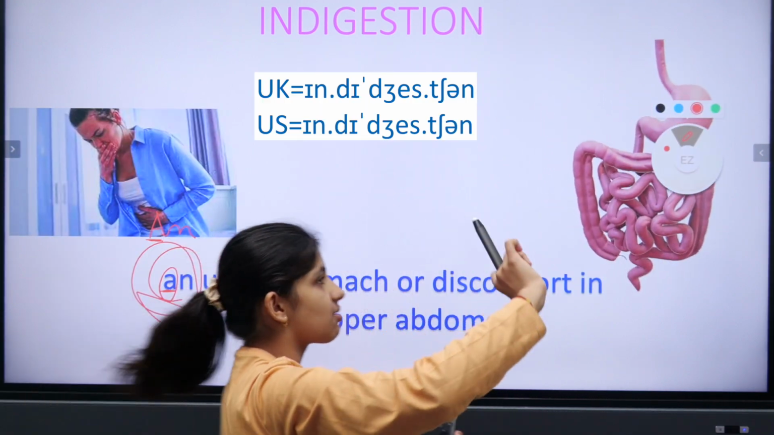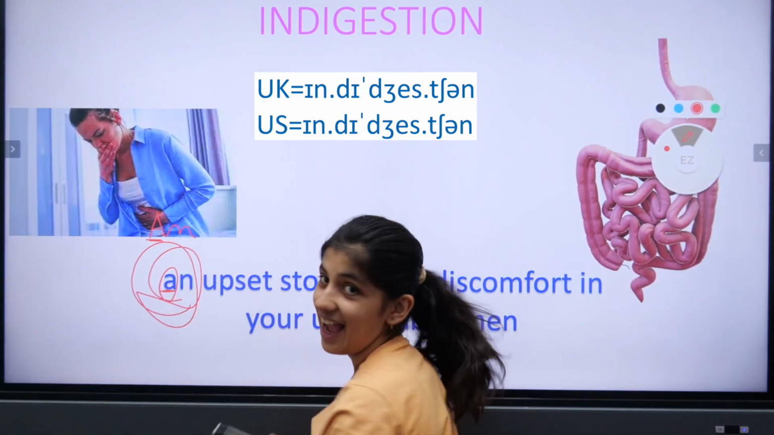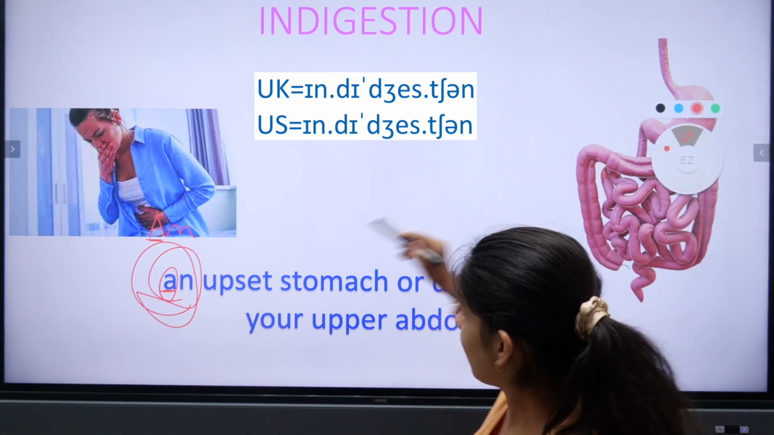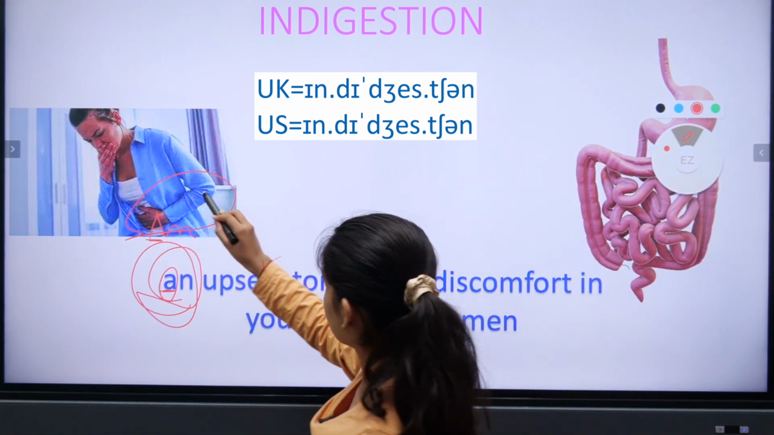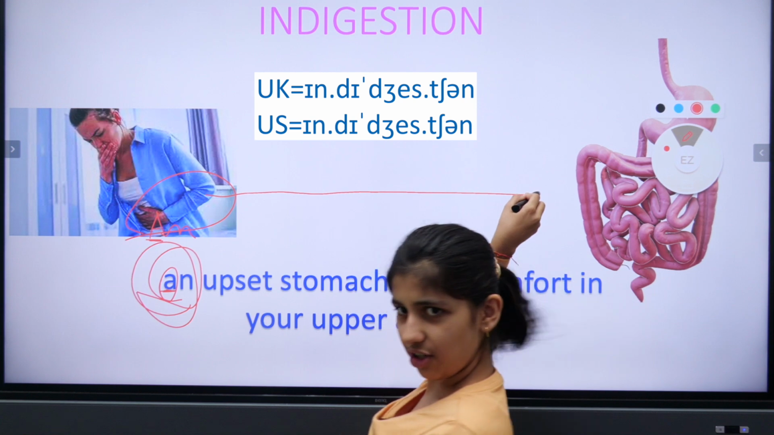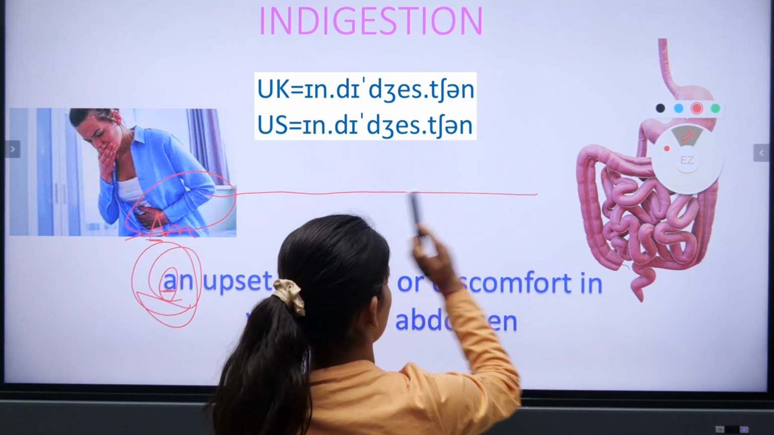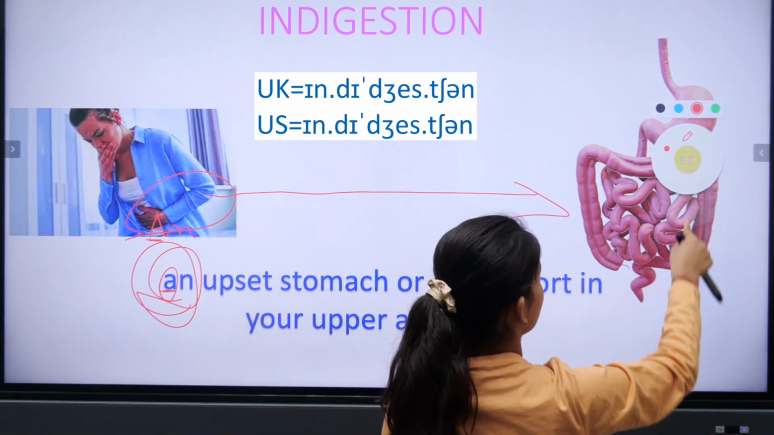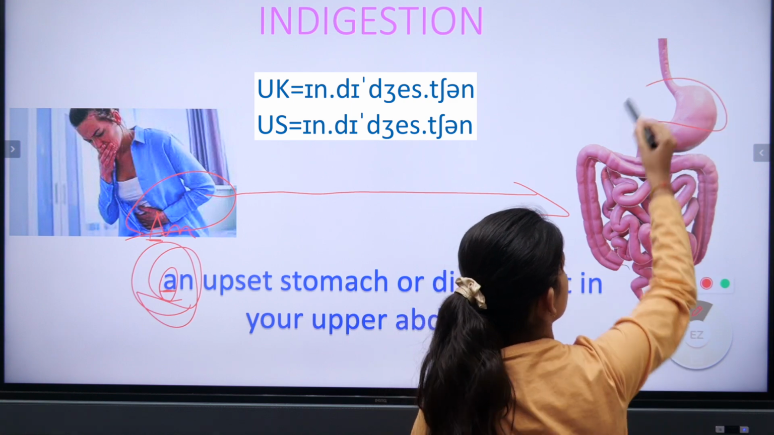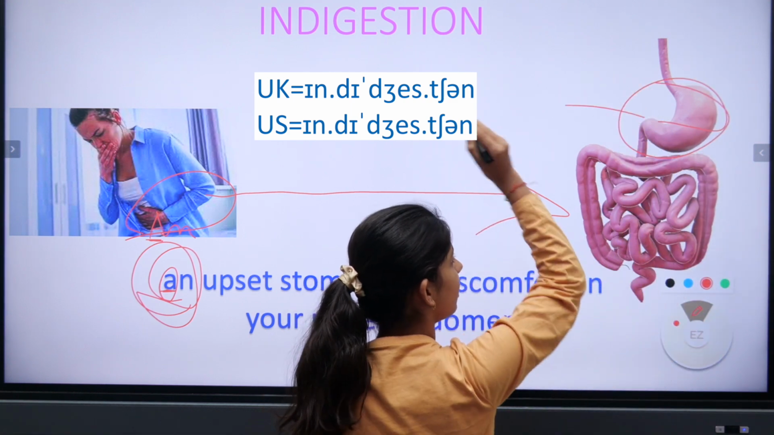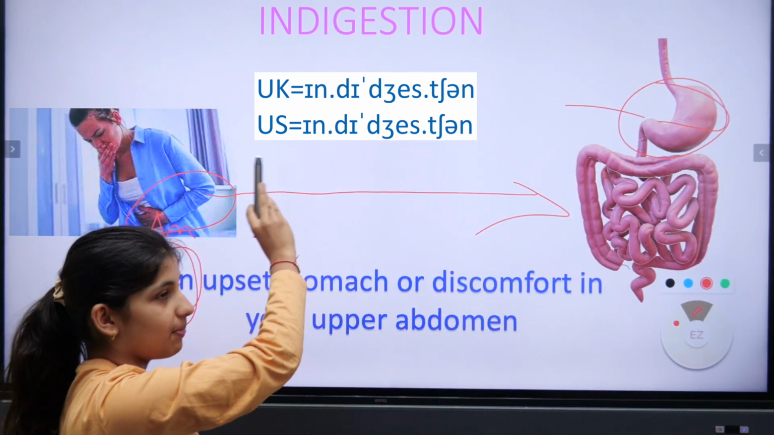I've taken out the stomach from this lady's stomach. I've taken out this from this lady's upper abdomen. Abdomen? No, it is abdomen. From this lady's upper abdomen. Now see, from here, this is your stomach, and from here, indigestion takes place.